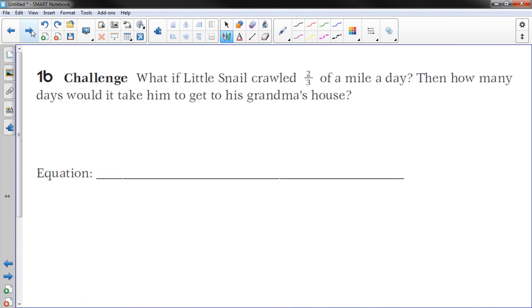So what we're going to do is take 6 divided by 2/3, because that's what we were doing, equals 9. Is that what I said? 9? Is that right? Yep, 9 days.